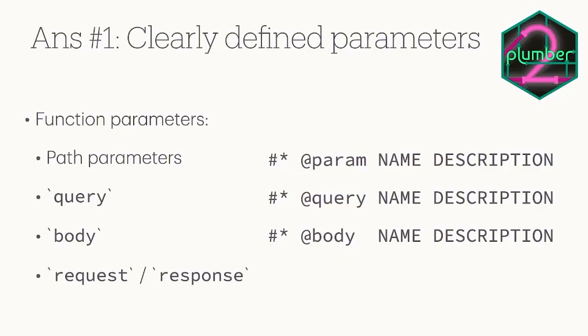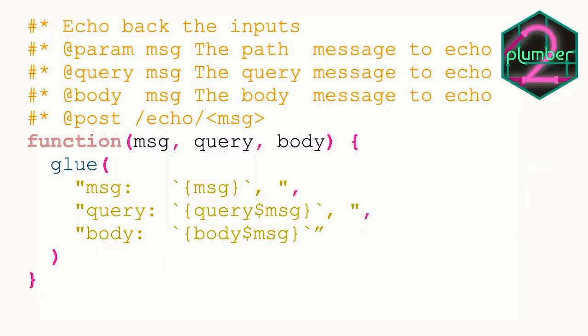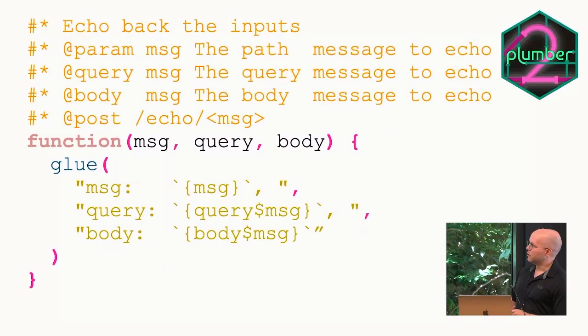Also, if you're familiar with rec and res, they've been expanded out to request and response. So this is now what the same function would look like in plumber2 with the extra enhancement, so you can see the difference between the query and body. So we have param message, path message, query message, and body message.